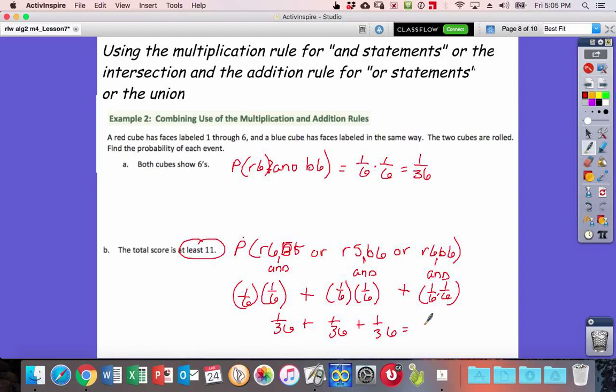actually it comes out to 3/36, which is equal to 1/12. Okay, do you get the idea of how you can combine? And I think if you get this idea of the AND and the OR statements, and being multiplying or being add, that will help a lot.